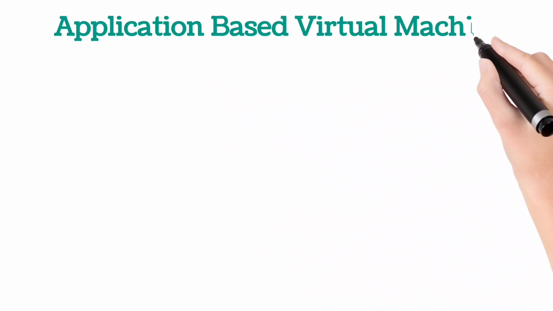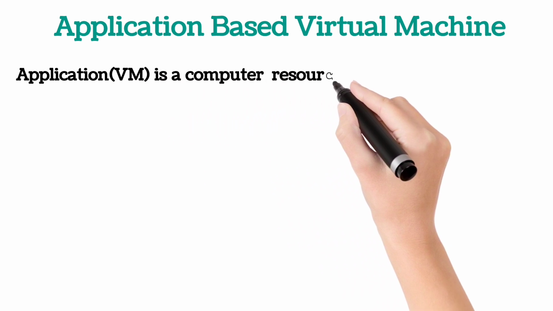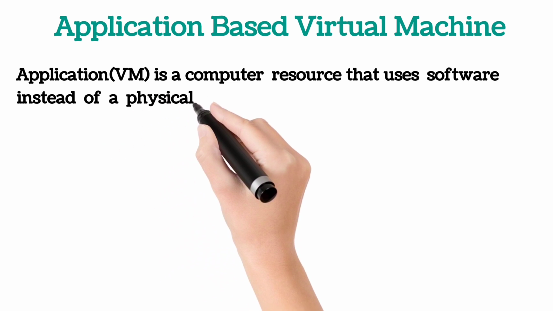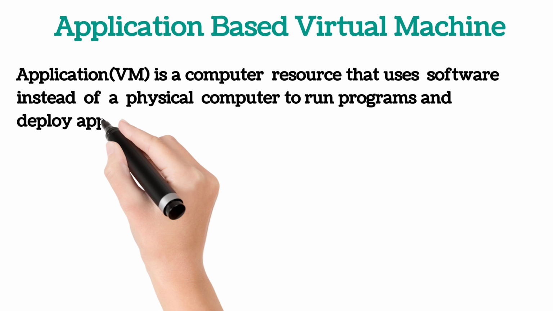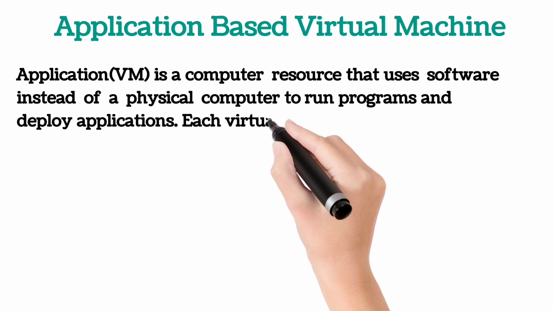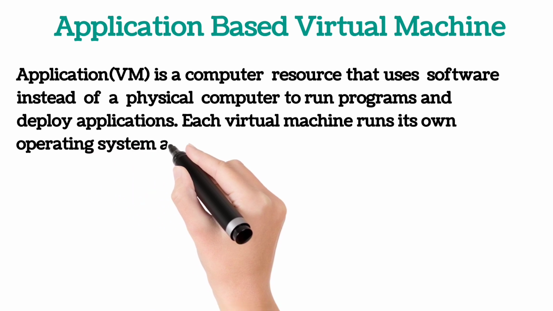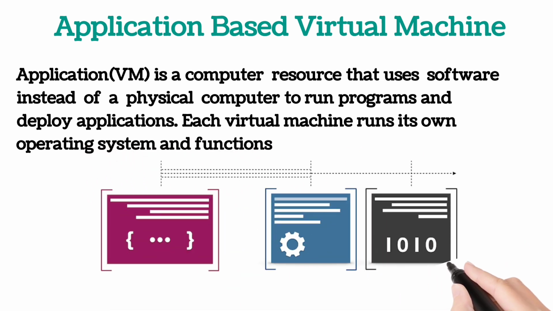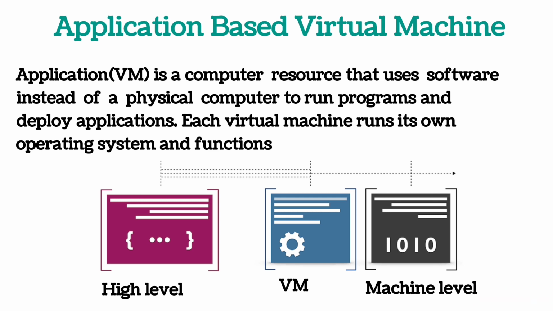Application based virtual machine is a computer resource that uses software instead of a physical computer to run programs and deploy applications. Each virtual machine runs its own operating system and functions. For example, we have a high level code which will be sent to a virtual machine and then it will convert it into machine level code.